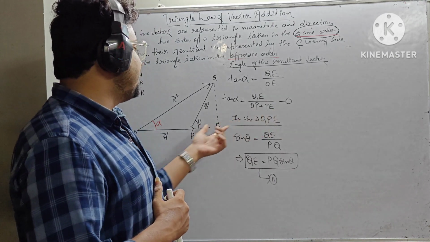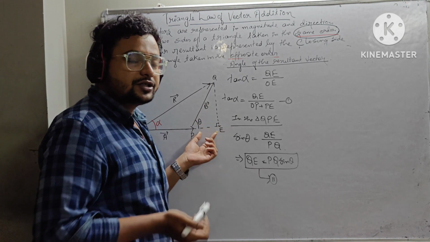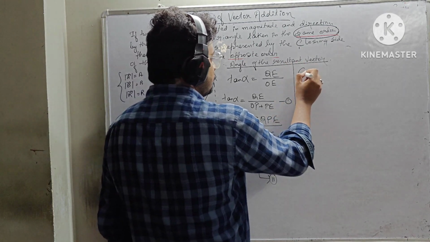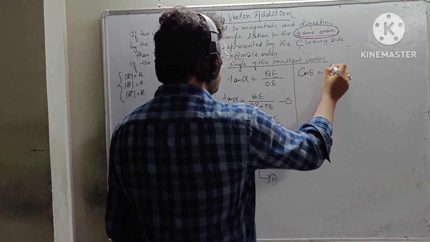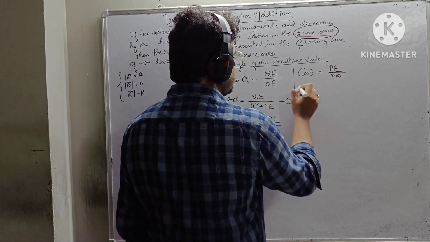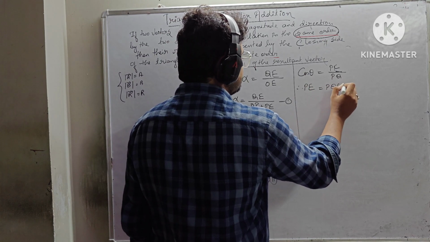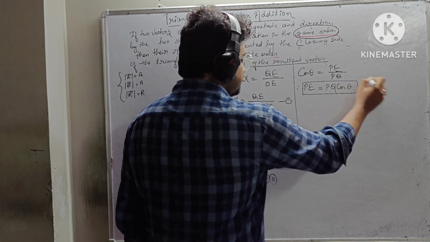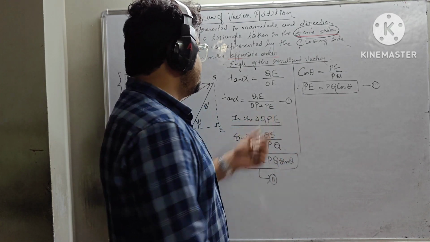So see, over here you have to find out PE. So PE is the base and we know the hypotenuse. So which function are we going to use? Cos theta. So cos theta will be equal to the base divided by the hypotenuse PQ. From here PE will be PQ cos theta. Let this be equation 3. Fine. Now put equation 2 and equation 3 in equation 1.